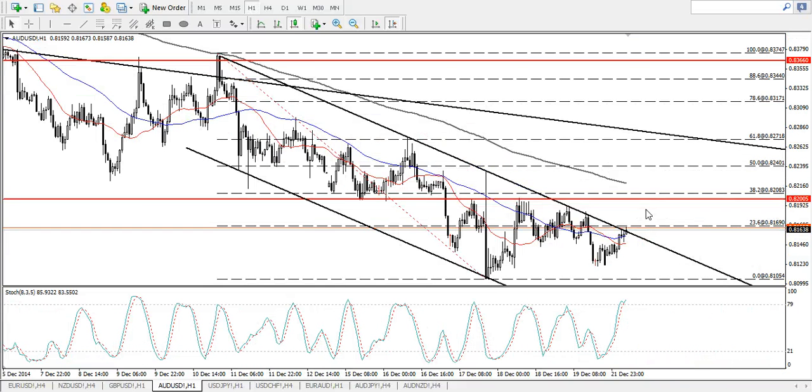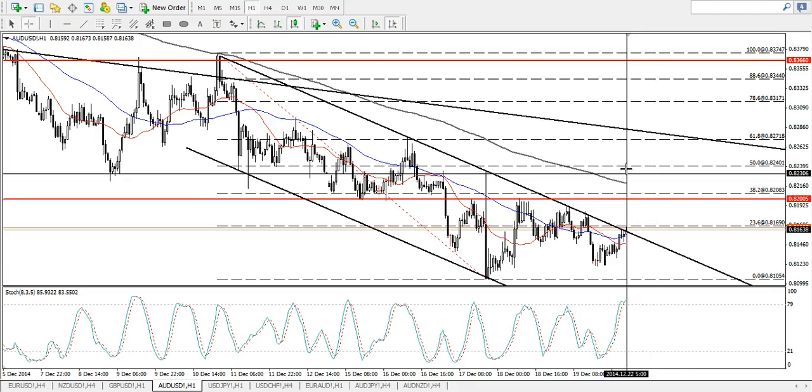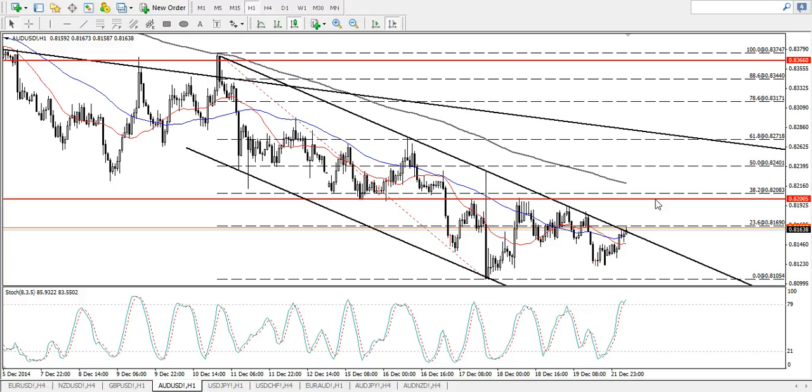And of course, by the time it reaches here, the 200 moving average will coincide together with it. That gave an additional support for a strong resistance level over here. Alright, so that is for the Australia against the US dollar.